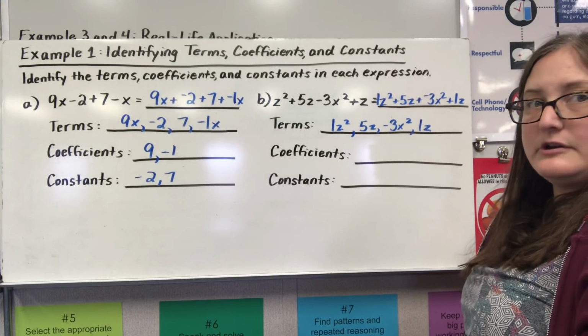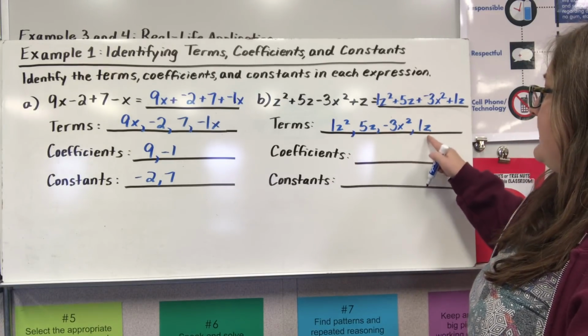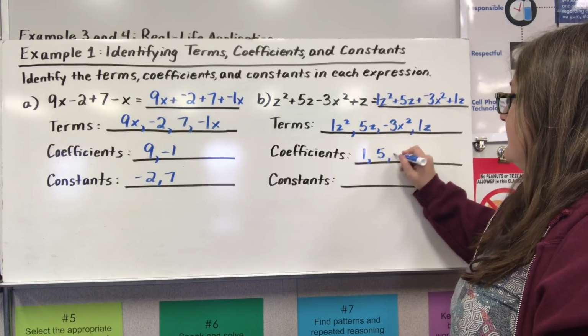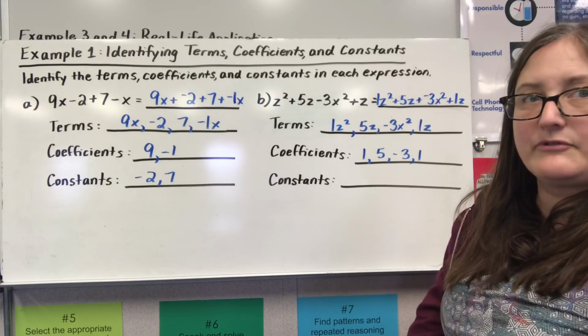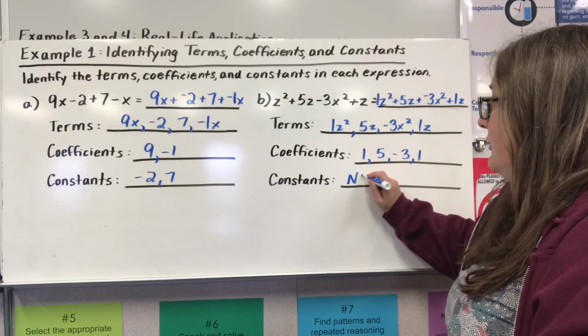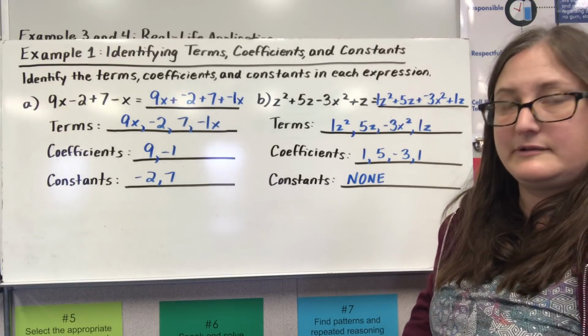And coefficients are numbers that went with a variable. So in this case, every single one has a variable. So my numbers are 1, 5, negative 3, and 1. Constants are numbers that are by themselves, and in this case, I don't have any numbers that weren't with a variable, so there are none in this problem. No constants.